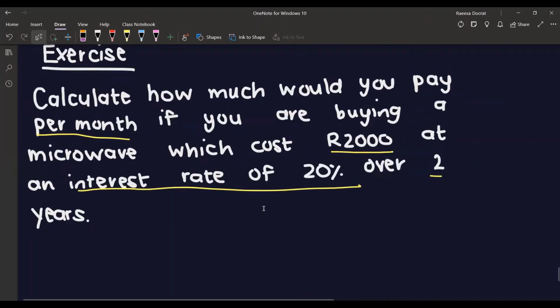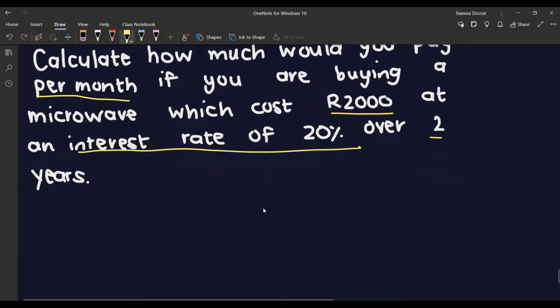So the first thing that we're going to need to do is calculate the accumulated amount. We put in the principal value, how much the microwave costs at the moment. Normally, there's also some sort of deposit that is paid, and if that is the case, you subtract the deposit first. In this case, there's no deposit, so the principal is straight out the full price of the microwave, which is 2,000 Rand. Then we have our interest rate, which is 20%, and we're going to state that as a decimal. And our number of years is 2.